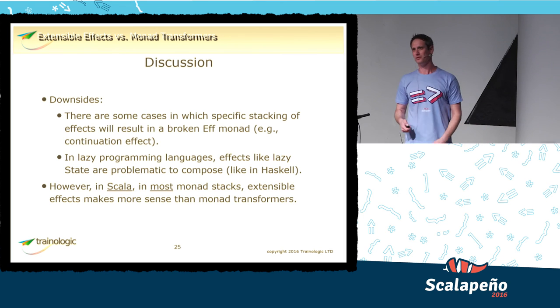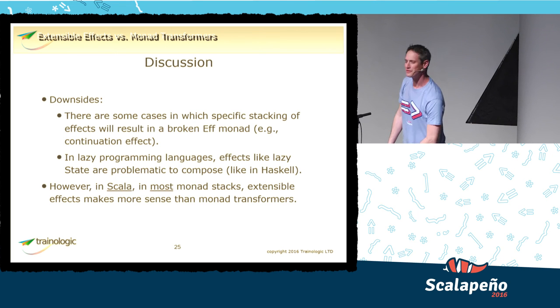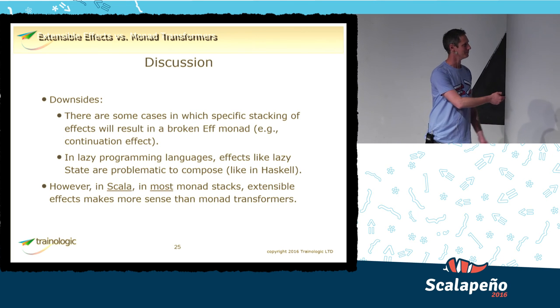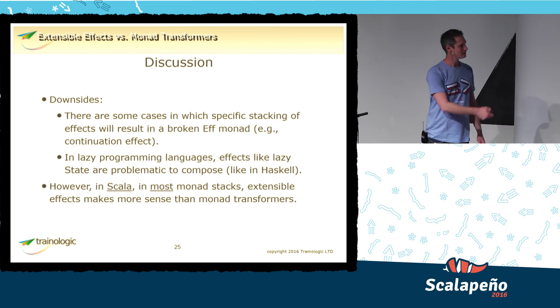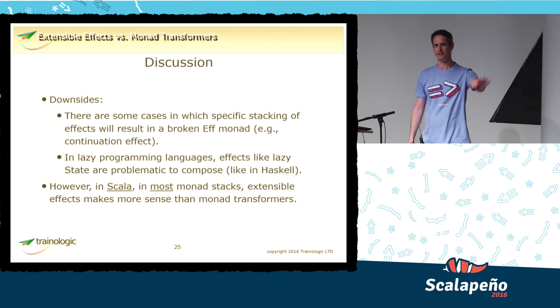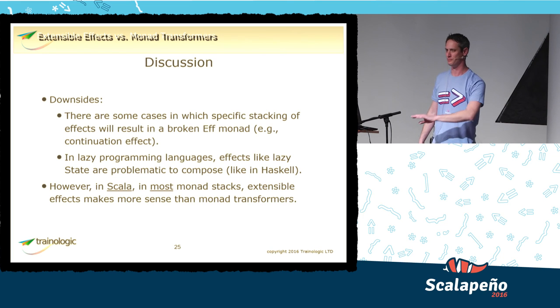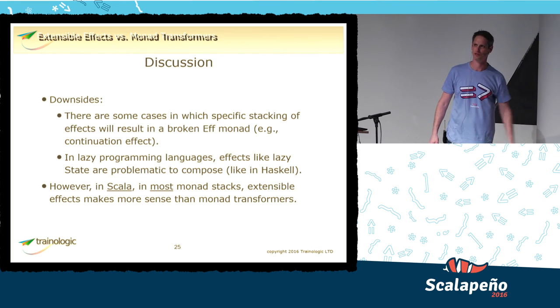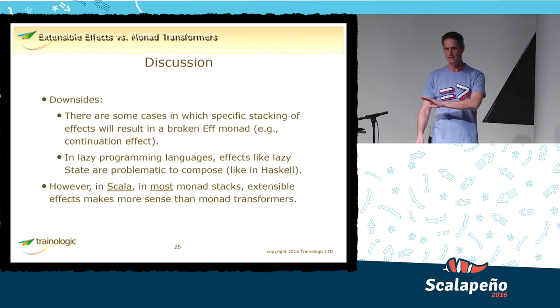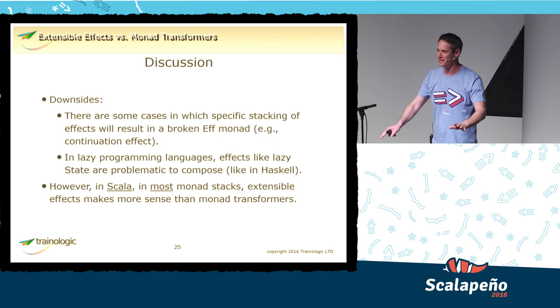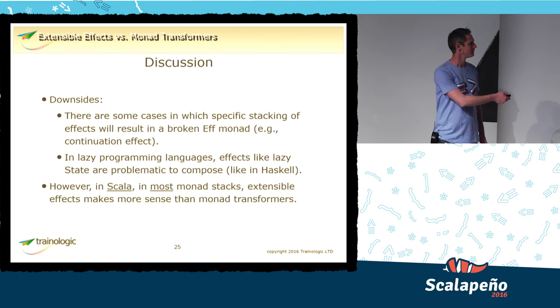If you search for monad transformer versus extensible effects, you will get these. Let's start with the second bullet. In lazy programming languages, and then you can stop. We are not in a lazy functional language like Haskell, where there are some problems with several effects. You don't care. We are in Scala, a strict language. The second one is not important.